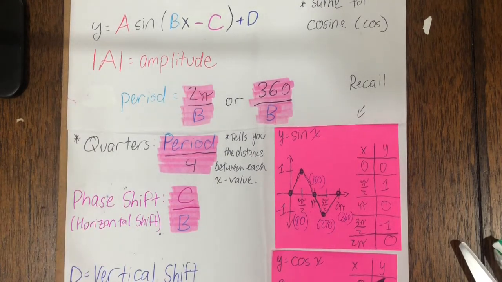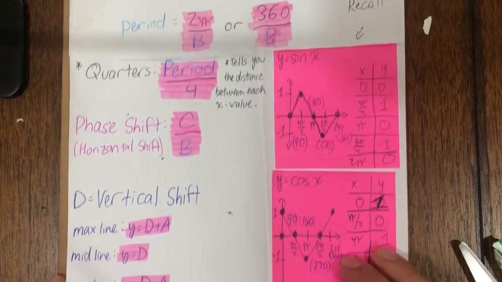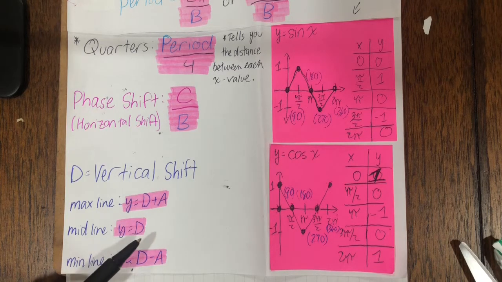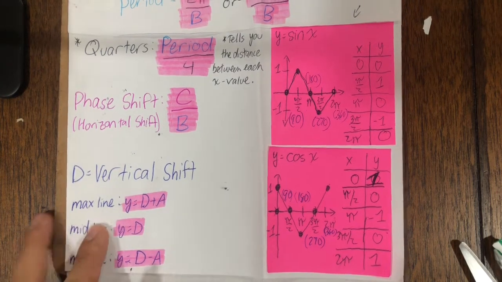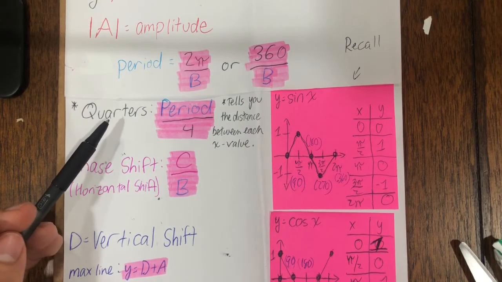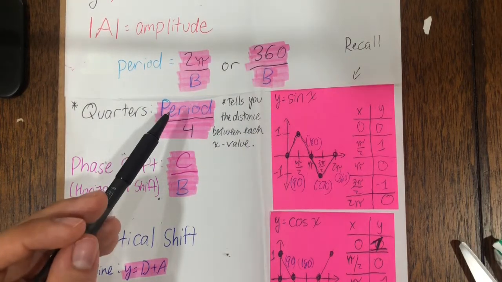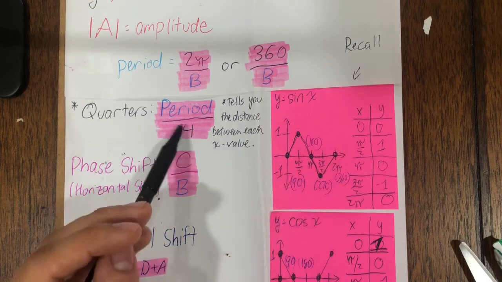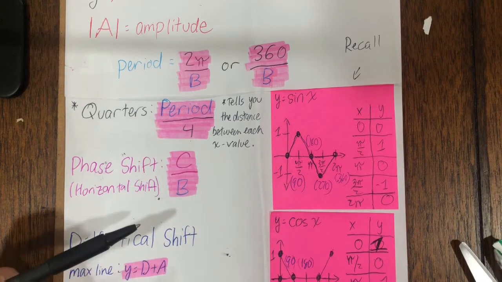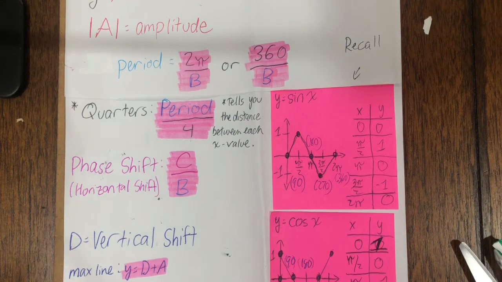And then D represents the vertical shift, nothing new. However, it does give us the value for the midline, and then we're able to use whatever we're given for D and the number for A to calculate the max line and the minimum line. Also, just wanting to talk about quarters: after you figure out the period of the graph, we take that period divided by 4, and that's going to tell us the distance between each x value.